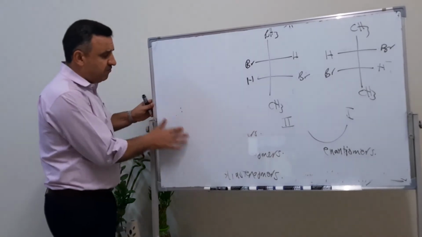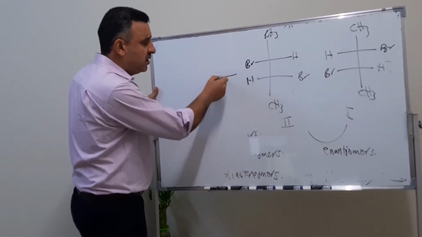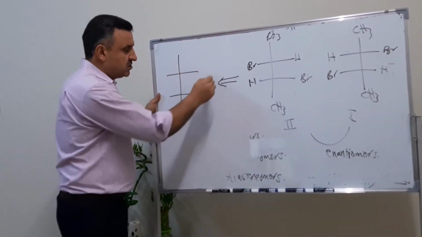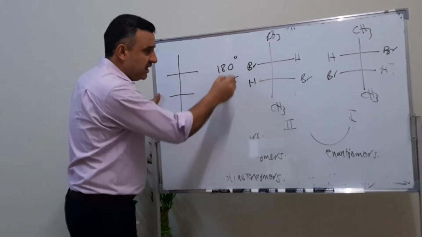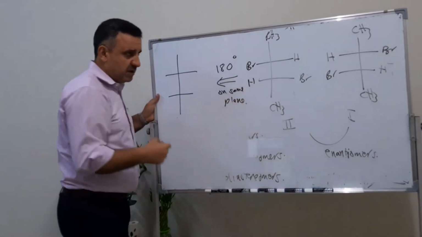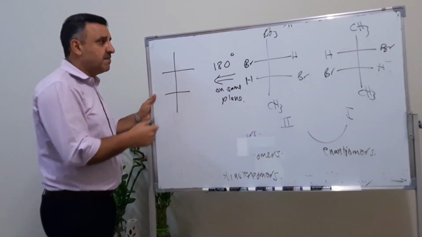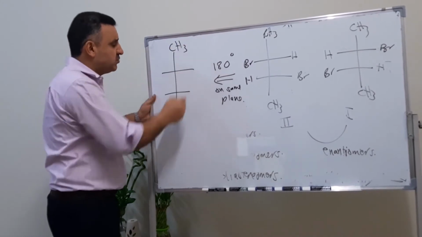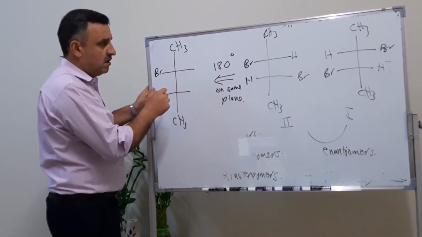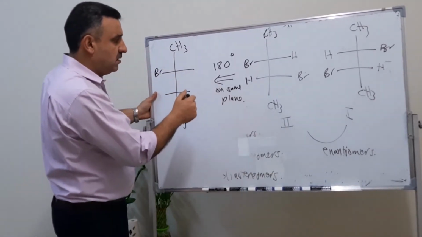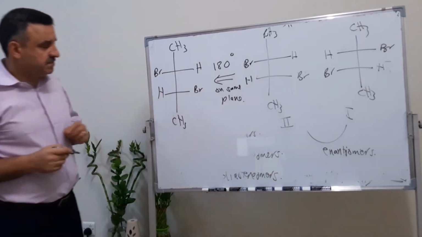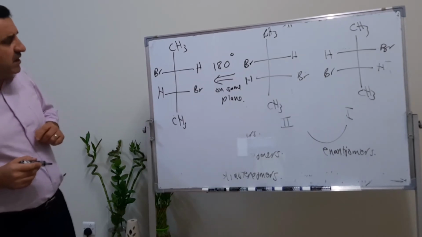Let's make a rotation of 1 and 2. For example, let's rotate 2 by 180 degrees on the same plane. Always remember that; I'll tell you later on why on the same plane. When you rotate it, you are going to get this one, CH3, CH3, and then bromine here, hydrogen there, and then bromine here, and hydrogen there.